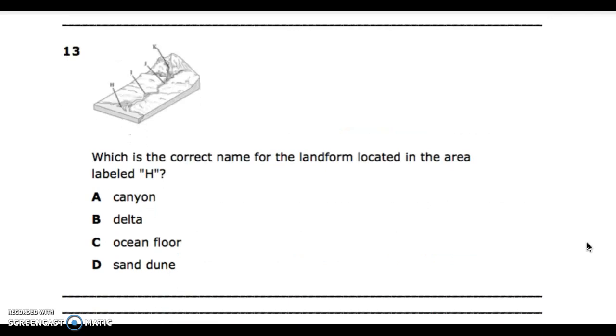Number 13. Which is the correct name for the landform located in the area labeled H? H, I, J, and K. A. Canyon. B. Delta. C. Ocean floor. D. Sand dune.